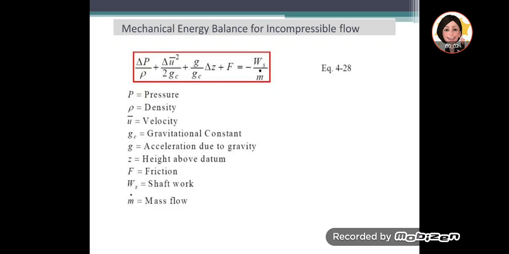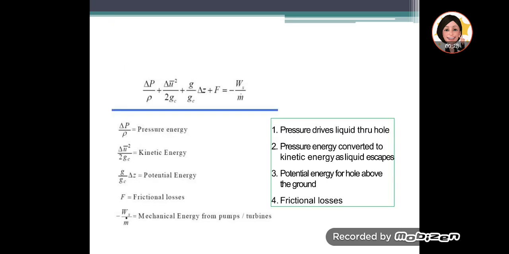All the source models are actually generated from a general mechanical energy balance such as this. If you notice, it is an equation for incompressible flow. The leaks can either be compressible or incompressible flow, but throughout this study, we will only consider incompressible flow. This mechanical energy balance is a summation of all the energy forces that can act upon a leak.